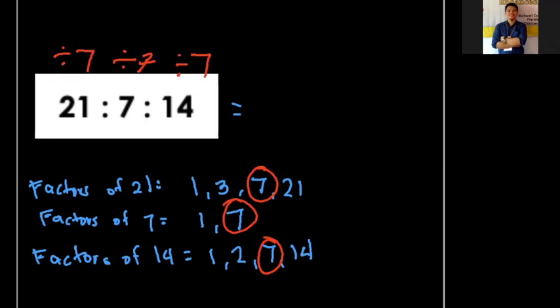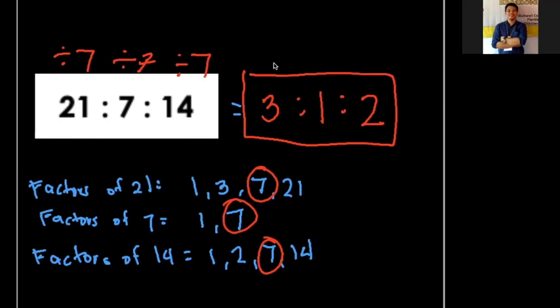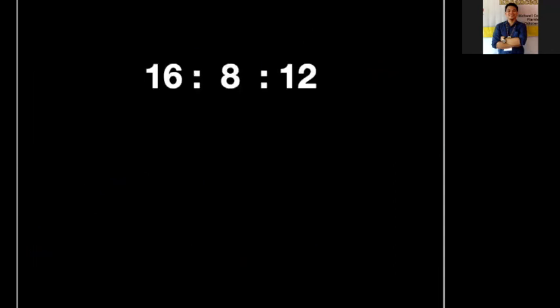So when we divide each by 7, 21 divided by 7 is 3. 7 divided by 7 is 1. And 14 divided by 7 is 2. So therefore, 3 is to 1 is to 2 is the simplest form of 21 is to 7 is to 14. Okay. For this one, we have 16 is to 8 is to 12.